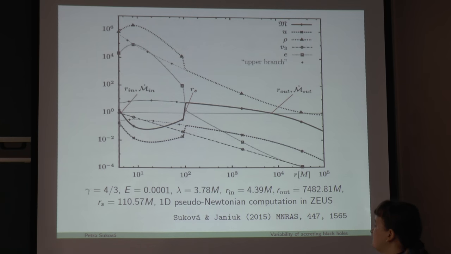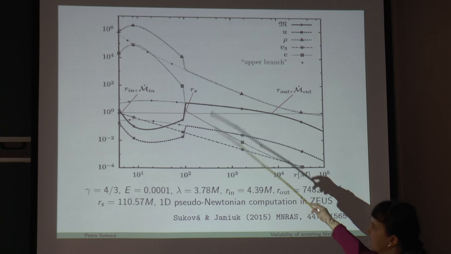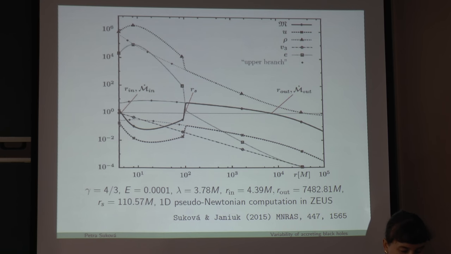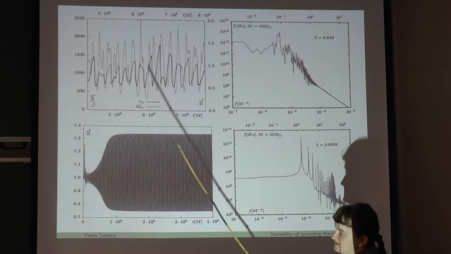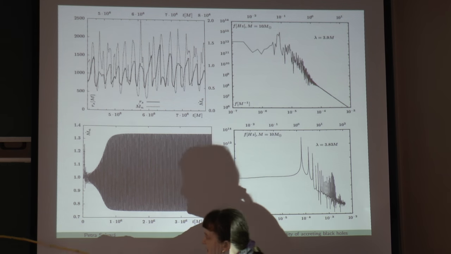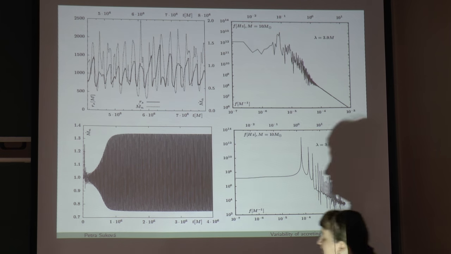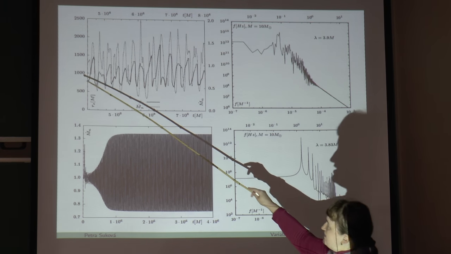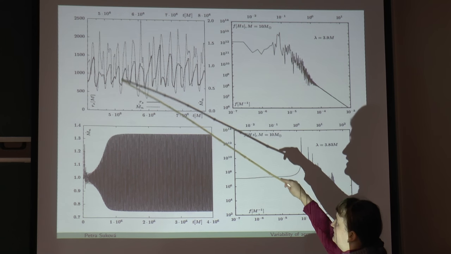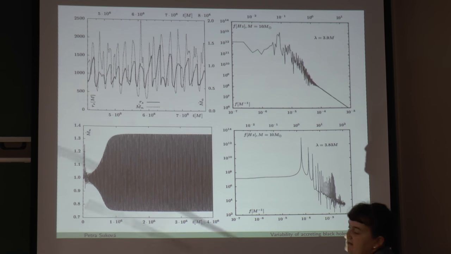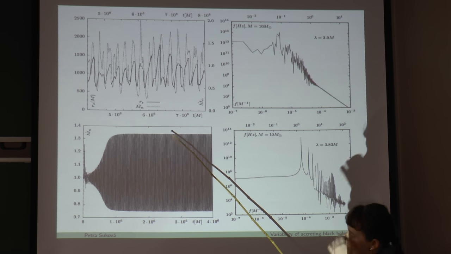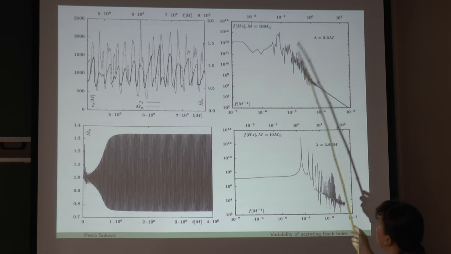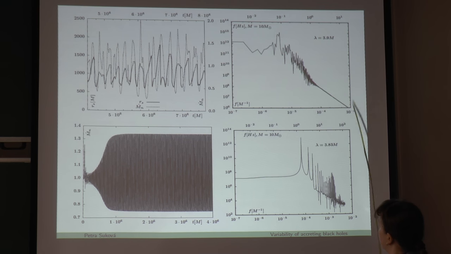And we did this 1D pseudo-Newtonian computation with the code Zeus, and we have found out that really this is a stable solution. So it can stay like this for a very long time. But then we were trying to increase the angular momentum of the incoming matter still inside the region of the multiple critical points existence. And we have found out that actually the shock front starts to oscillate. So this is the position of the shock front, and it starts to oscillate. And also as a consequence of that, the mass accretion rate through the inner radius is no more constant, but it also oscillates. And we have found out that it oscillates with frequency which depends on the angular momentum.